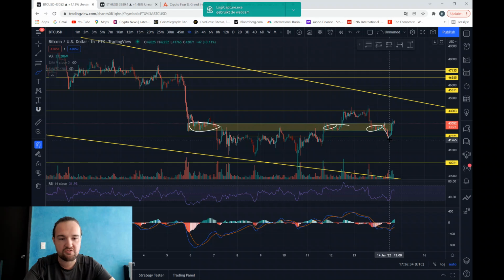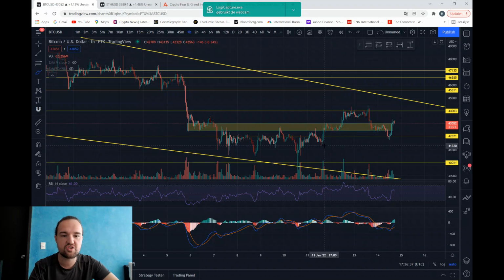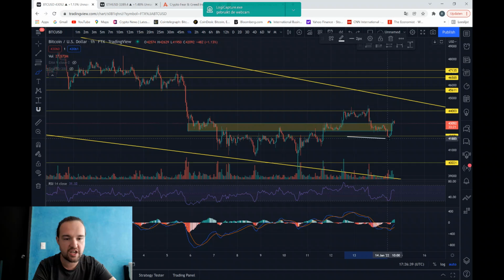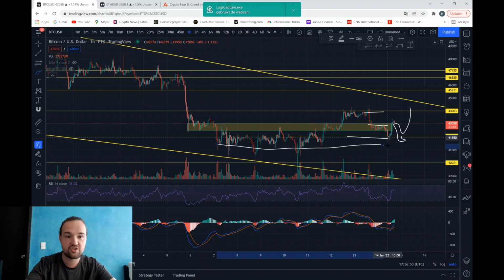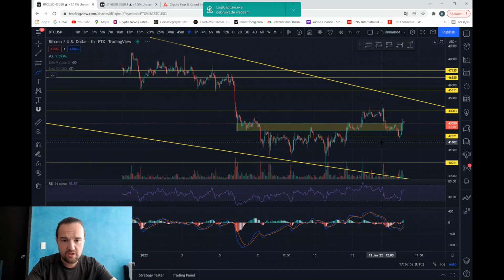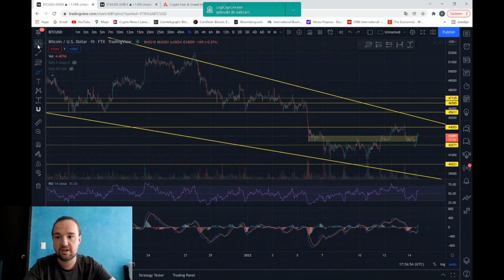So you see that the ranges are pretty tight, so it's hard to really trade this and say, here I'm going long, here I'm going short, or I'm waiting for another bounce and then go long, or if we break this, then I'm going till this level right here. So it's very wicky.